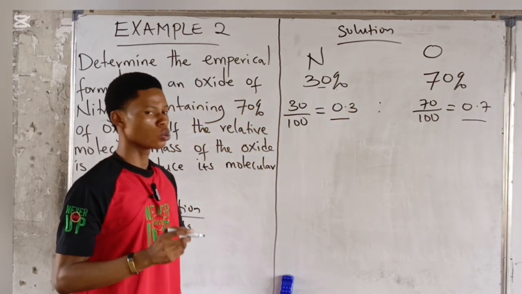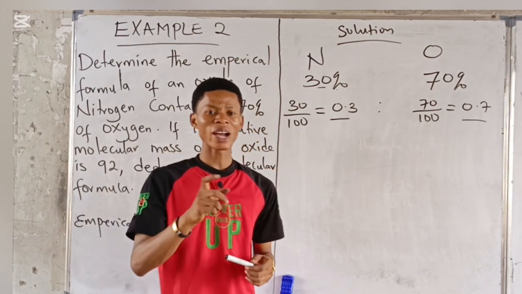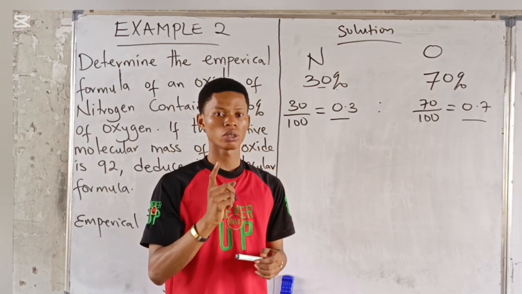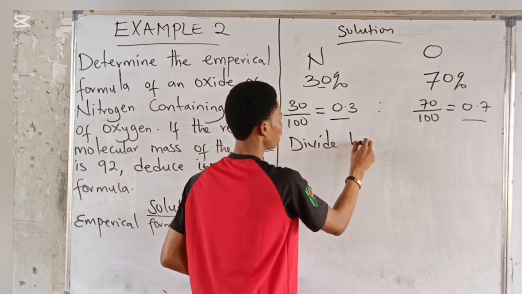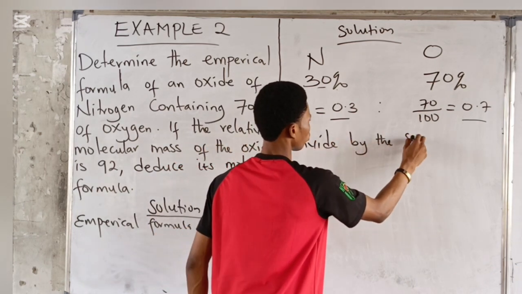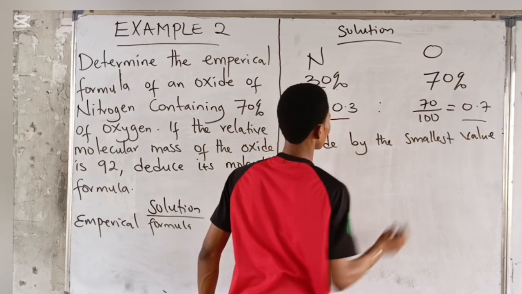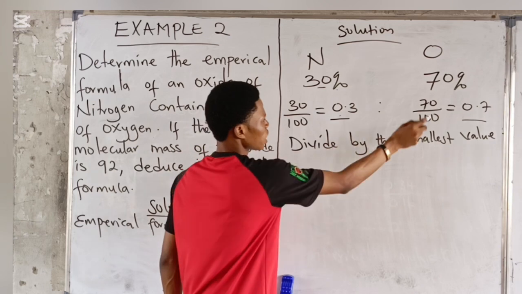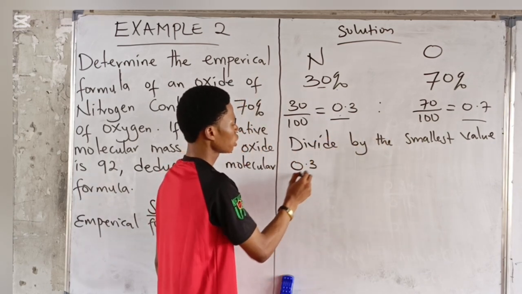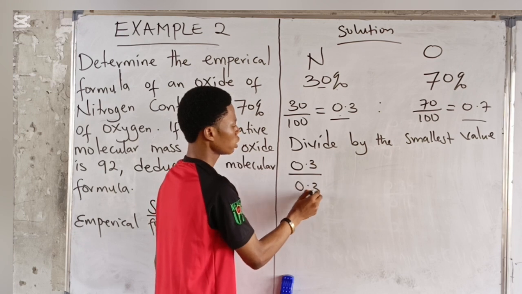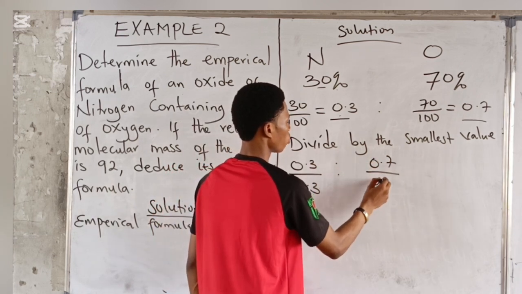And remember what we have to do, when you've gotten your number of moles, the next thing you have to do is divide by the smallest value. Divide by the smallest value. So the smallest value among 0.3 and 0.7 is what? 0.3, right? So you'll be doing 0.3 divided by 0.3 is to 0.7 over 0.3.